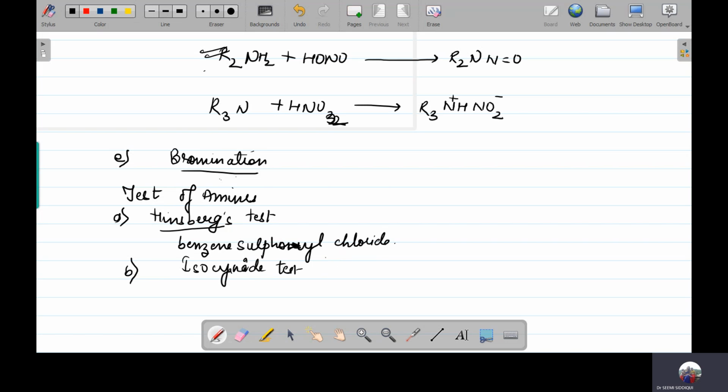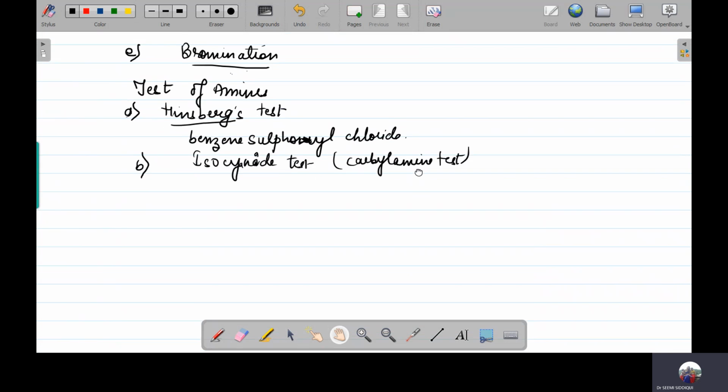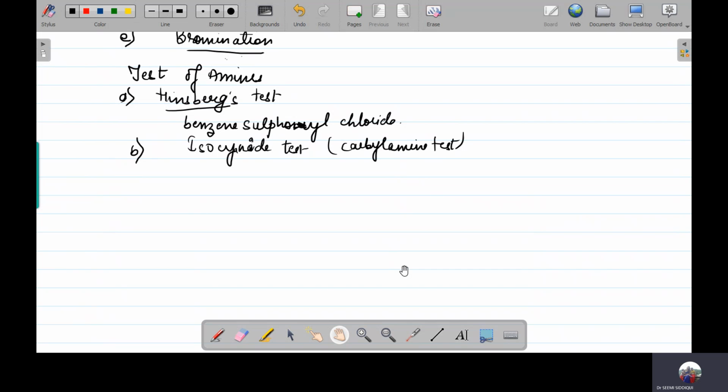This isocyanide test we also call the carbylamine test. Primary amines, aliphatic as well as aromatic, react with chloroform in the presence of alcoholic KOH to form a foul smelling carbylamine. Now, secondary and tertiary amines, whether they are aliphatic or aromatic, are not going to give this particular test. Then the third test is your azo dye test.